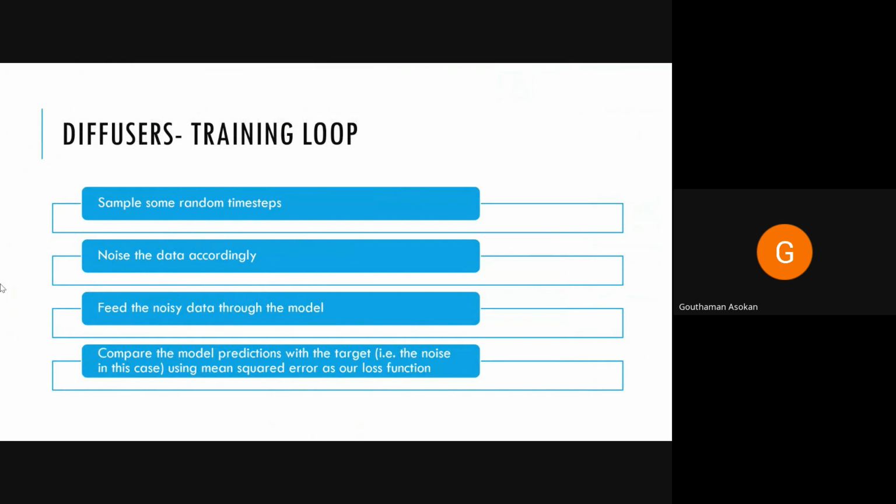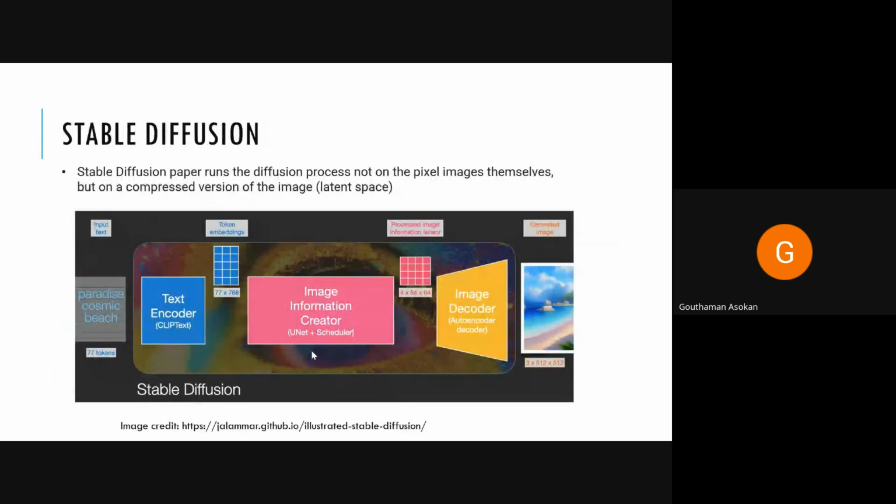So diffusers, how do we train it? As we have seen, sample some random time step, noise the data, feed the noisy data to the model, and compare the model prediction. This is the basic step in any diffuser model. We'll be seeing how this is integrated with the diffusers library.